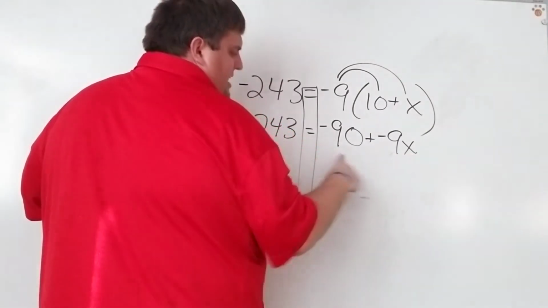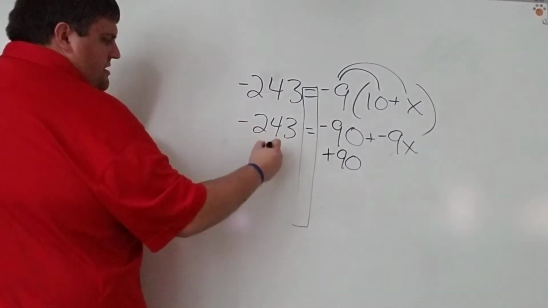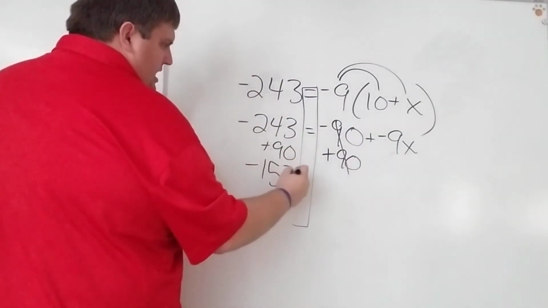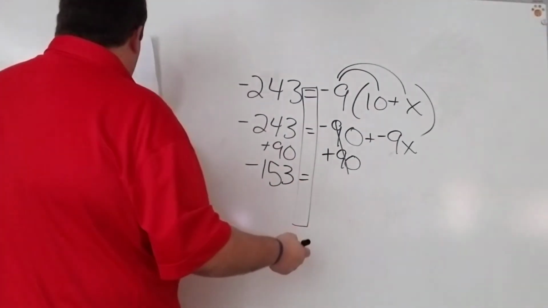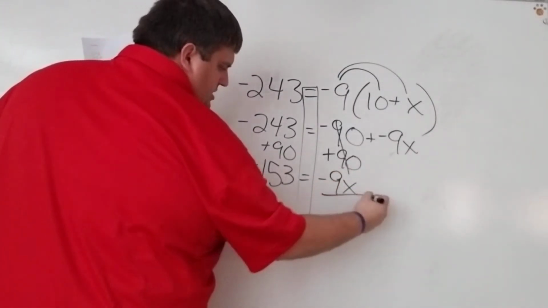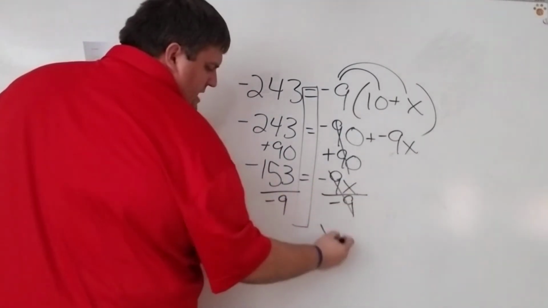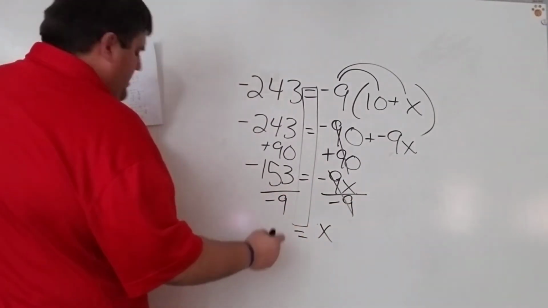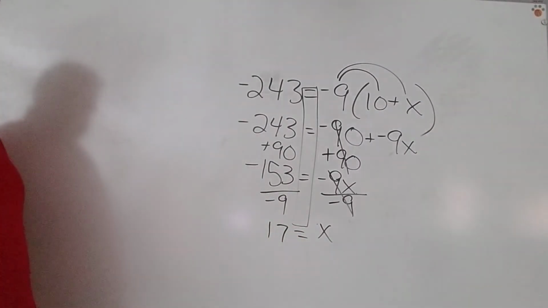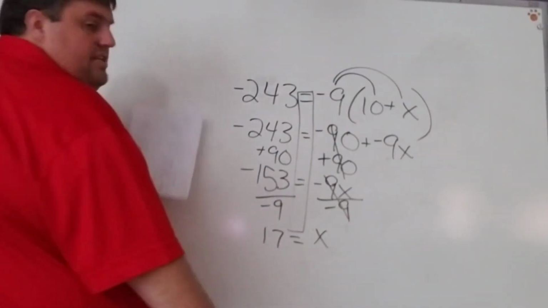So if I have x, I want to get rid of negative 90. I need to add 90 to both sides. That's going to be negative 153, I think. Yep, equals negative 9x. And then I just divide by negative 9. A negative divided by negative is going to give me a positive, and that's going to be 17. There's that one.